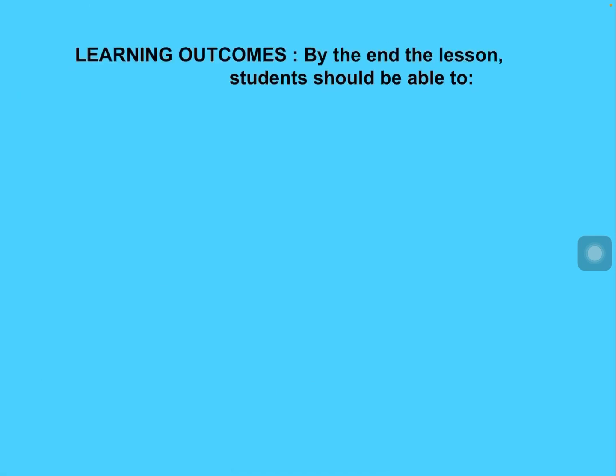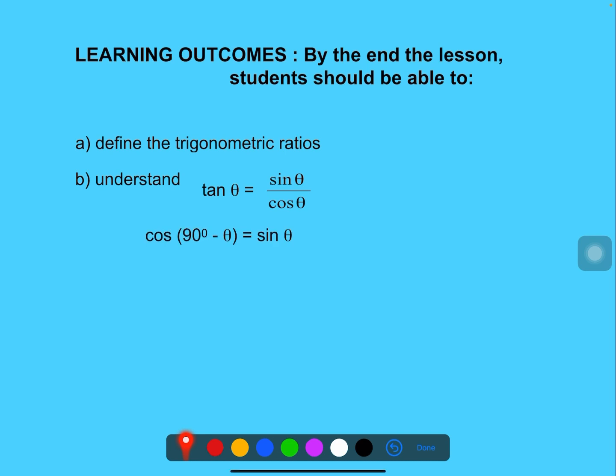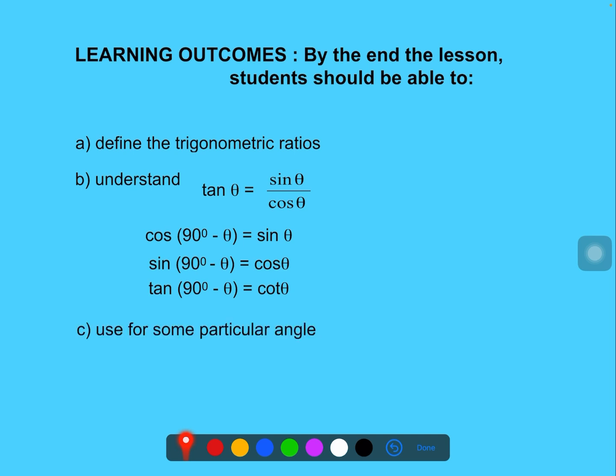Learning outcomes. By the end of the lesson, students should be able to: A. Define trigonometric ratios. B. Understand tangent theta equals sine theta over cos theta; cos 90 degrees minus theta equals sine theta; sine 90 degrees minus theta equals cos theta; tangent 90 degrees minus theta equals cot theta.